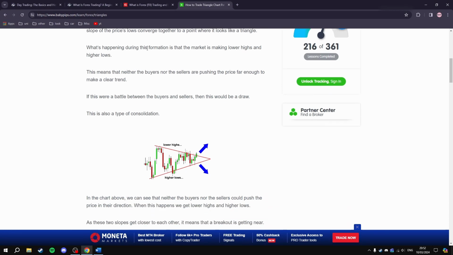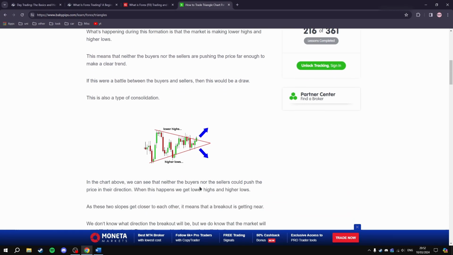What's happening during this formation is that the market is making lower highs and higher lows.